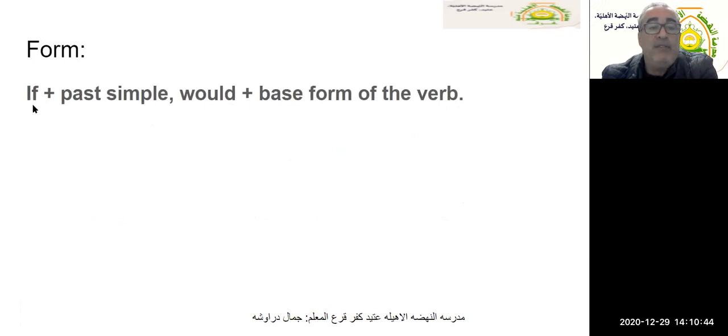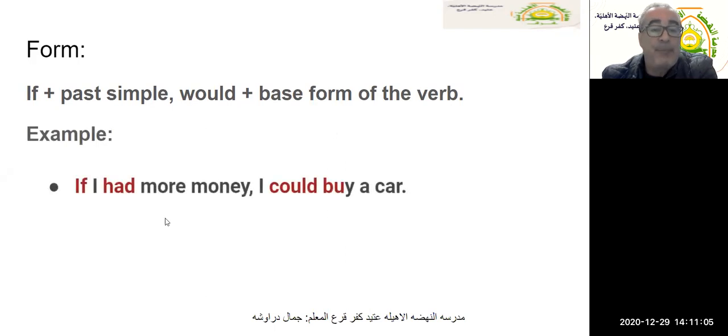In the if clause, we use if plus past simple. And in the main clause, we use would plus base form of the verb. Again, in the if clause, we use if plus past simple, and in the main clause, we use would plus the base form of the verb. For example, if I had more money, I could buy a car. Now, pay attention that we used had, which is the past simple of have.